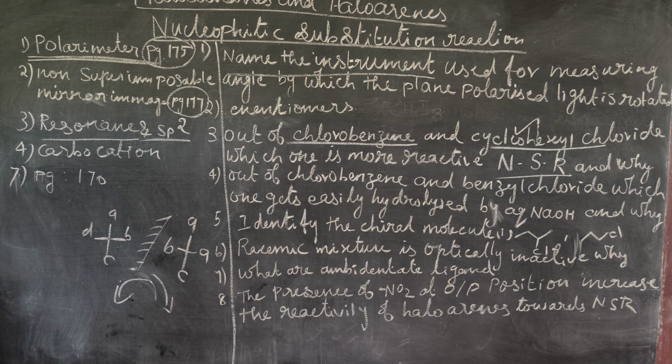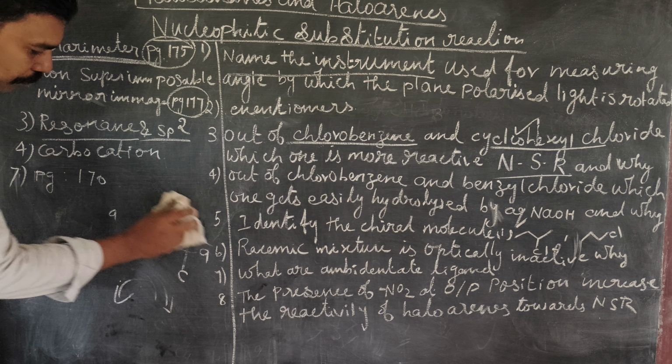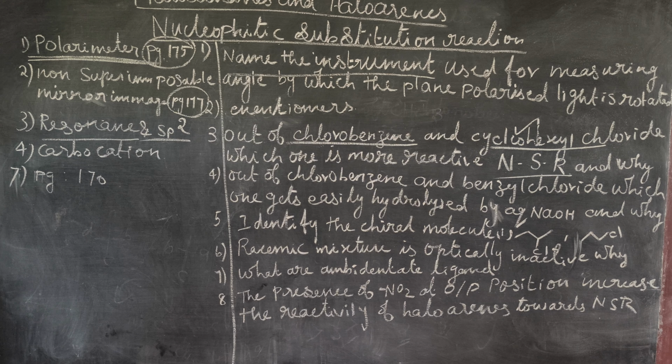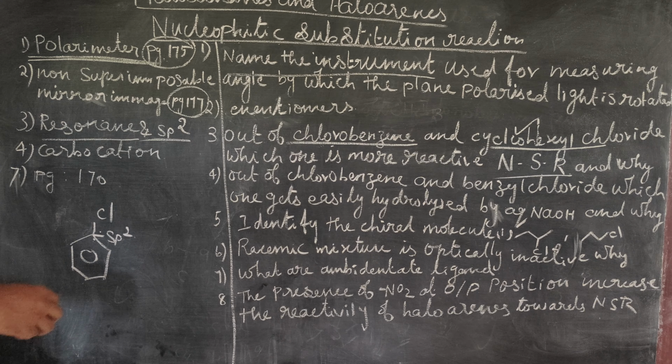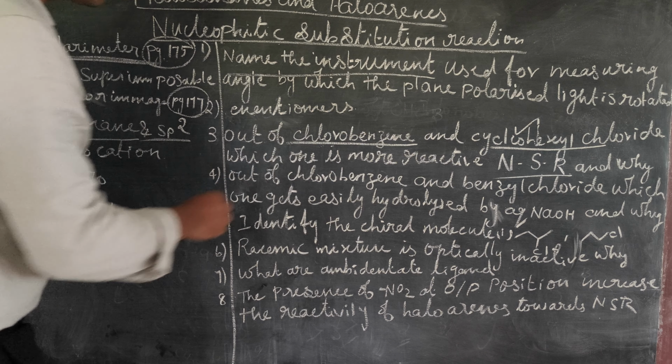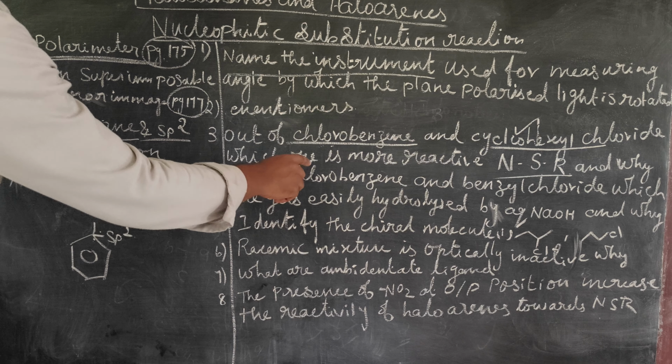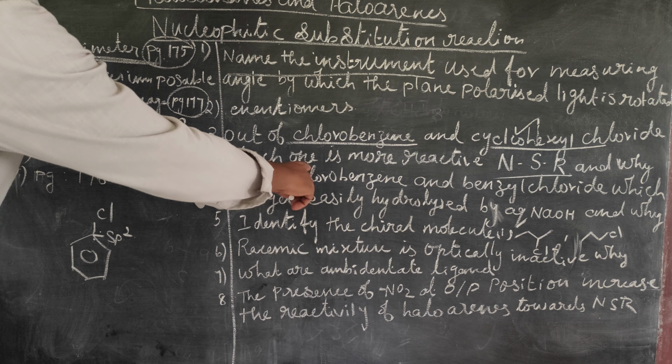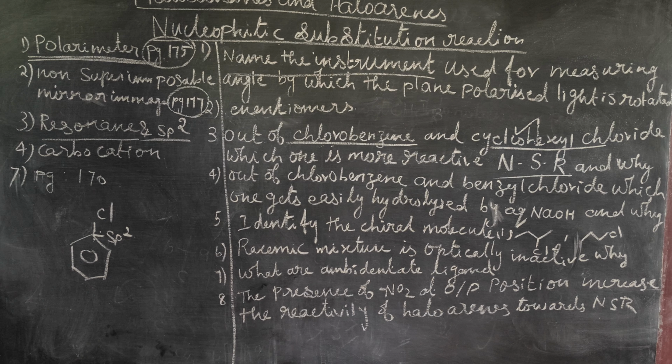Chlorobenzene, the structure, you know that. This is the double bond. So due to this sp2 hybridization and also the resonance, chlorobenzene is less reactive than cyclohexyl chloride.